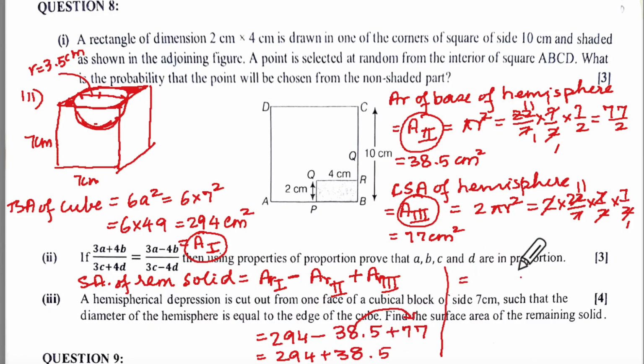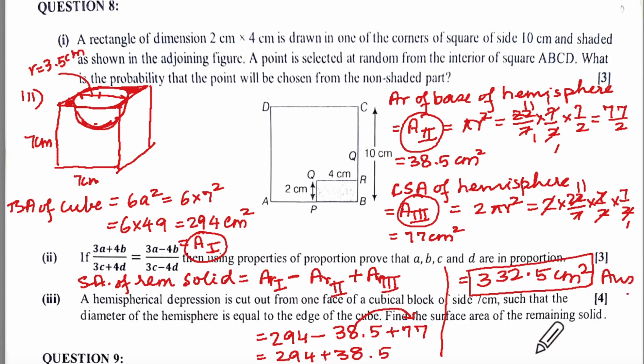8 and 4, 12, carry 1. 10 and 3, 13, carry 1. And 6. No, sorry, mistake. What did I do? Sorry. 8 and 4, 12, carry 1. 10, 13, and carry 1. So it is 332.5 centimeter square. Okay, sorry, my eye is paining today a little bit.